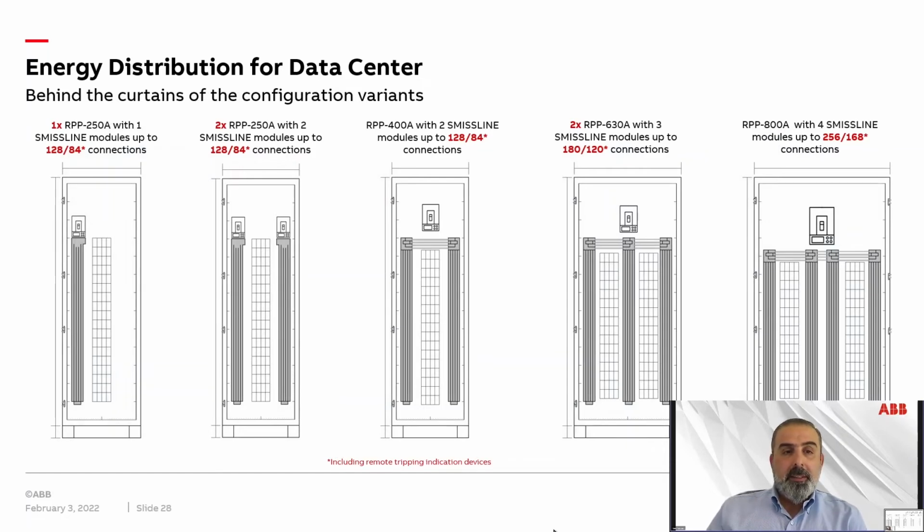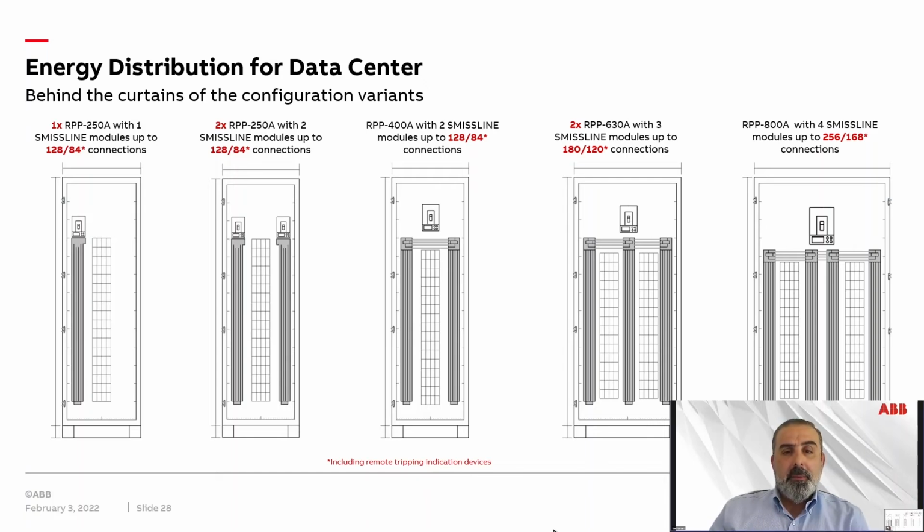Looking at the configuration deeply here, we can see that the 250 ampere consists of one bus bar, 250 ampere rated bus bar connected to one MCCB. Another configuration, which is the two bus bars of 250 ampere, each one connected to an MCCB. In this case, you have one A and one B, as I said, to feed the A and B side of the racks.